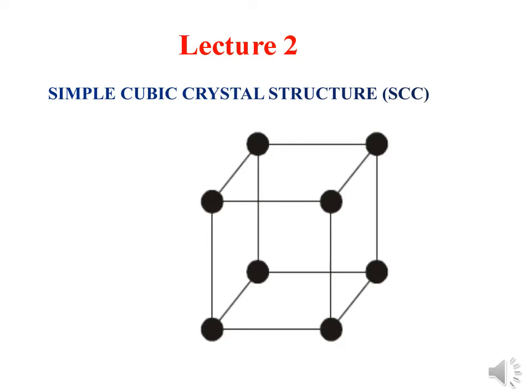The figure shows these 8 corner atoms. All side lengths are equal. This length is considered a. Each corner atom is shared by 1/8, so the 8 corner atoms share it.